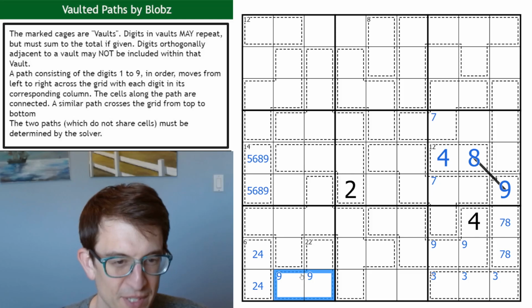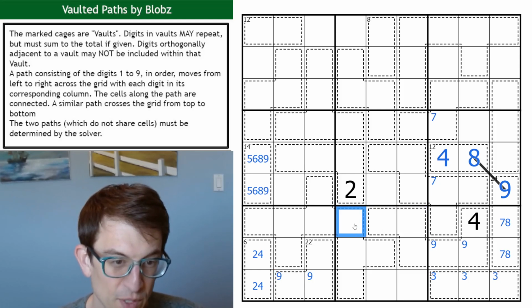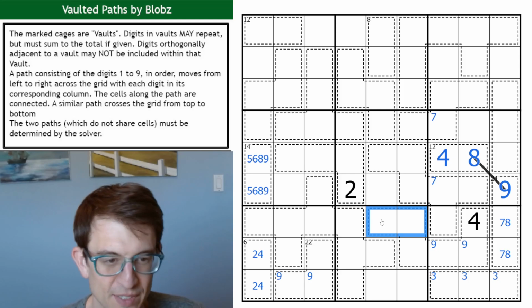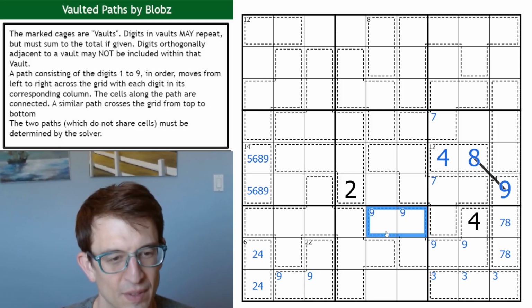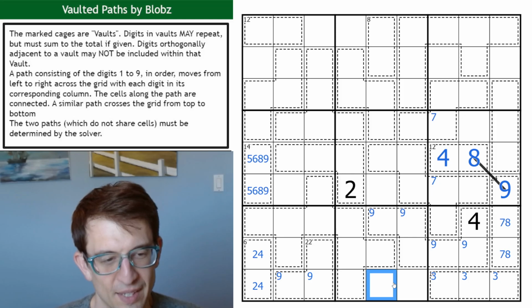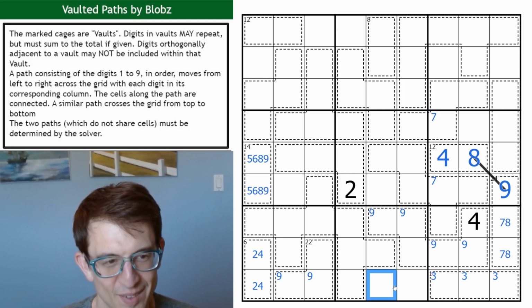9 in this cage now is limited to here. 9 can't go here because that is adjacent to this cage. So we get a 9 there, in one of two spots.